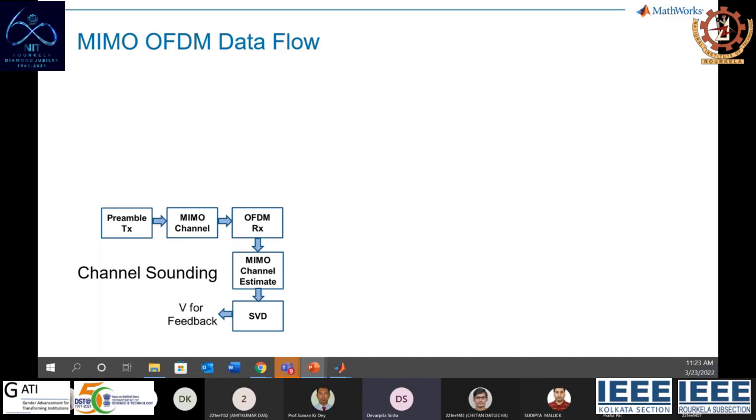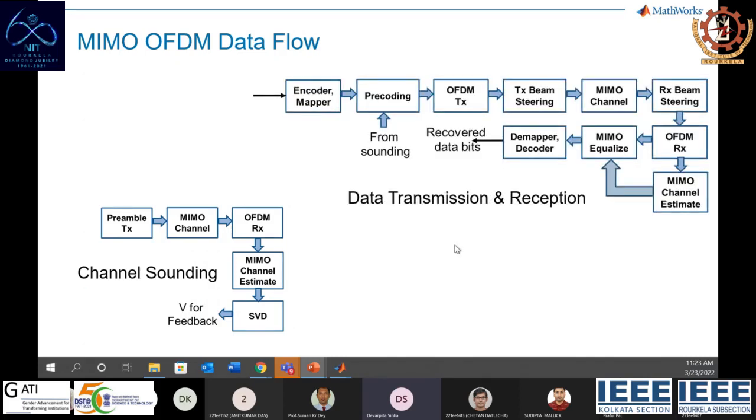So once the channel sounding is done and we get the information about the channel, then finally the data transmission and reception is happening. So this is the data coming in, and we are adding this vector from the sounding step, and we are performing some precoding here, and then finally we are transmitting through OFDM and MIMO, through the MIMO channel, as we usually do.